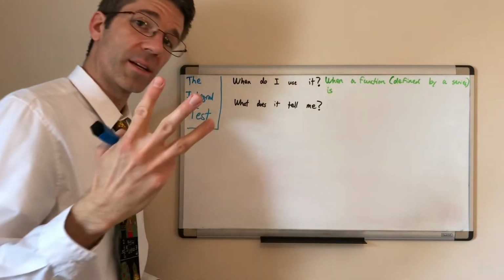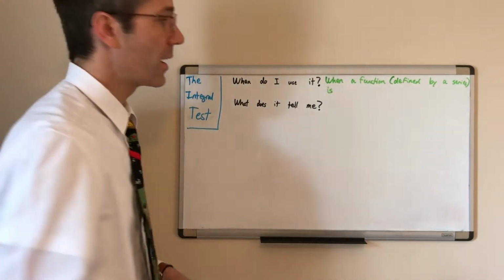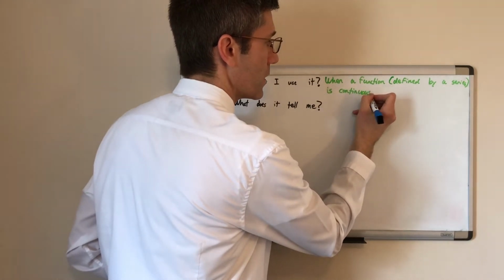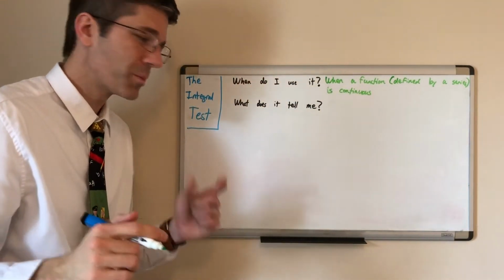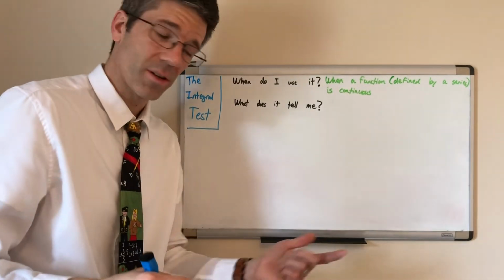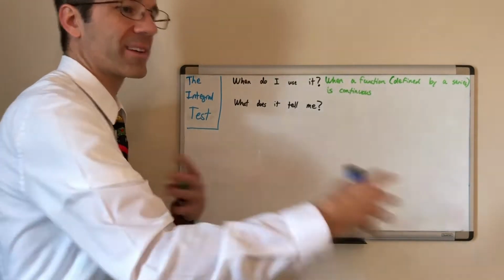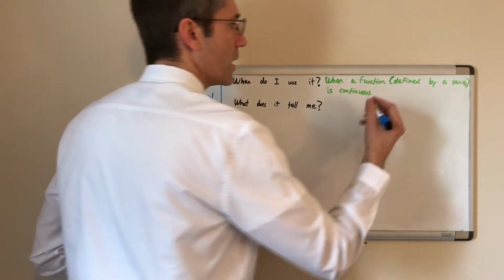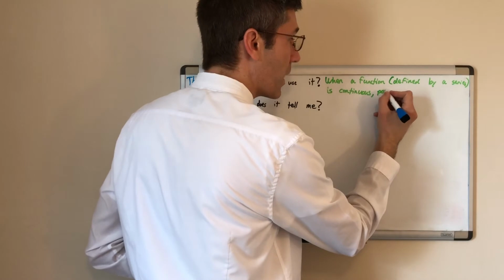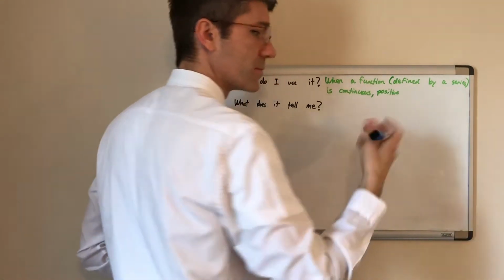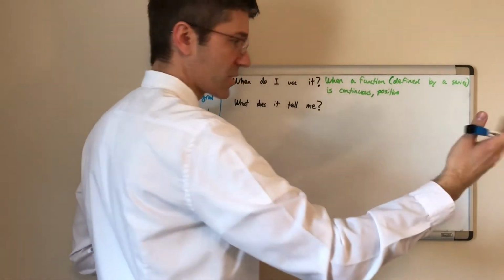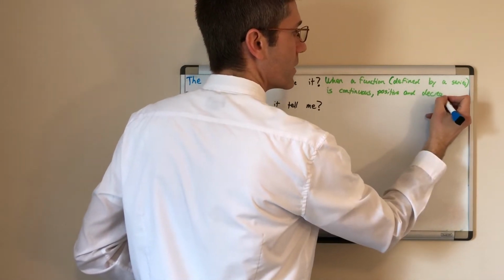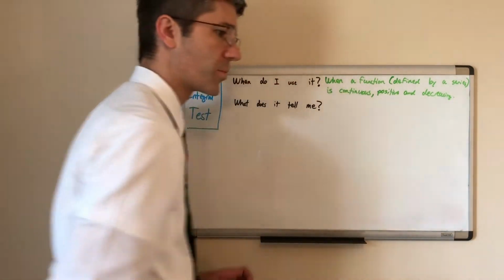So when a function defined by a series is, okay, 3 conditions that I have to meet. What are they? It has to be continuous. Continuous, but this goes from 1 to infinity generally, so it has to be continuous for that domain. Maybe it was discontinuous on the negative side, but that doesn't necessarily matter. It's continuous, positive, again, for the positive x values, and decreasing, again, for the appropriate domain.